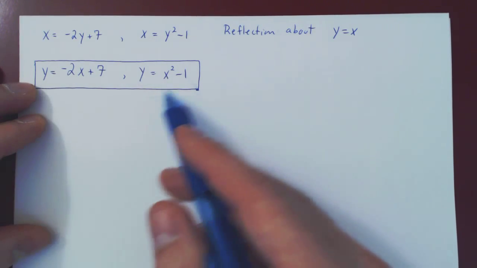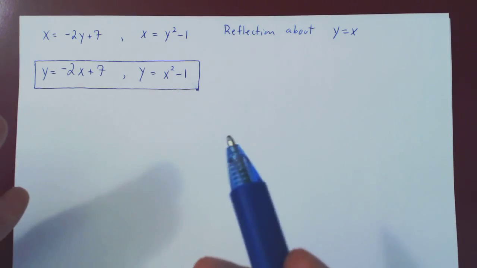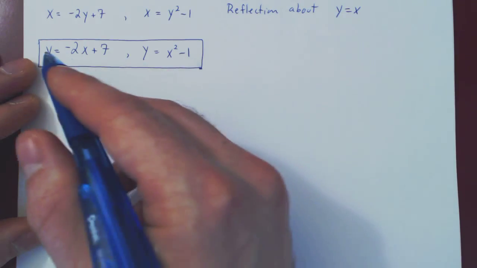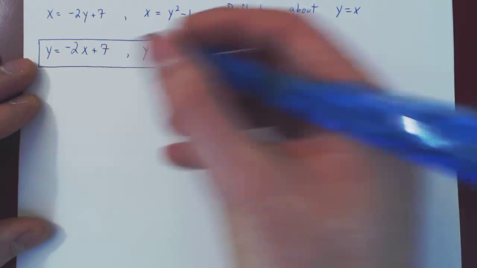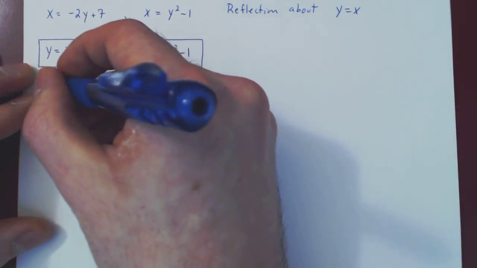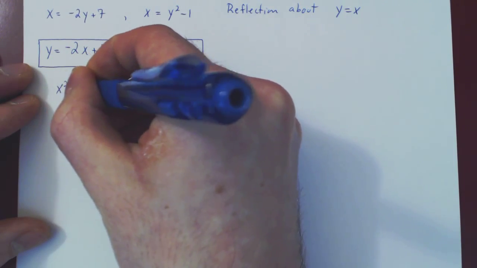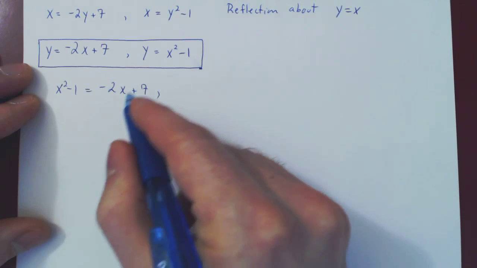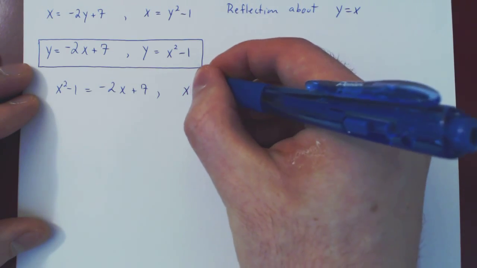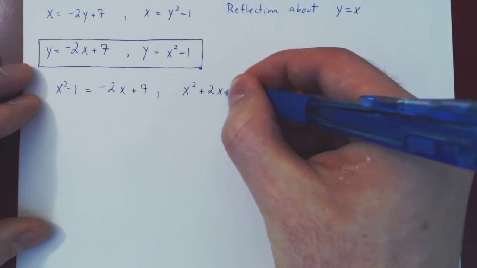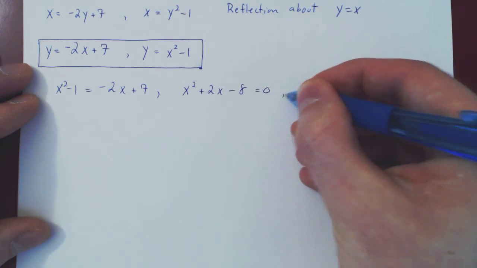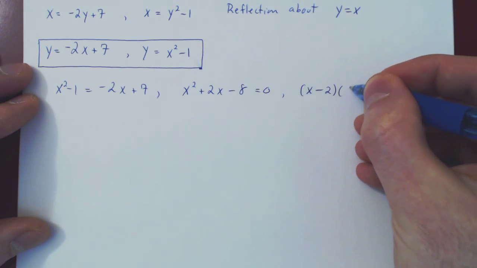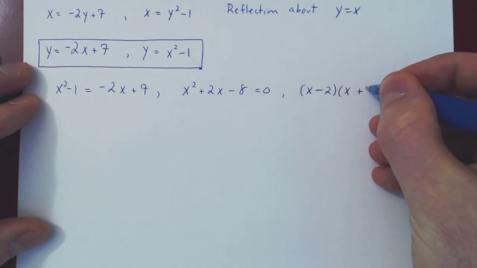So let's just go quickly over this to see that we get the same region. Let's look at the points of intersection now. We'll equate the y values. So x squared minus 1 equals negative 2x plus 7. Send everything here on the left, you'll get x squared plus 2x minus 8 equals 0. This factors as x minus 2 times x plus 4.